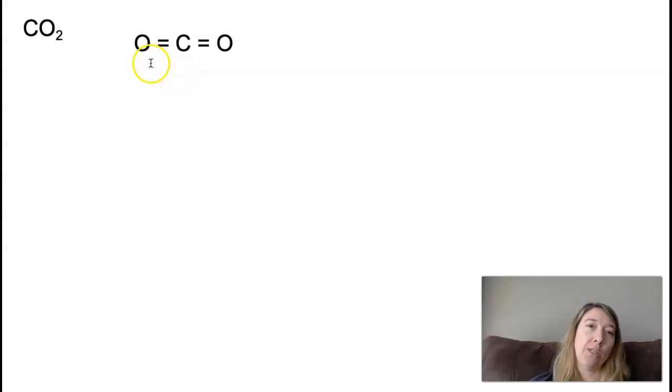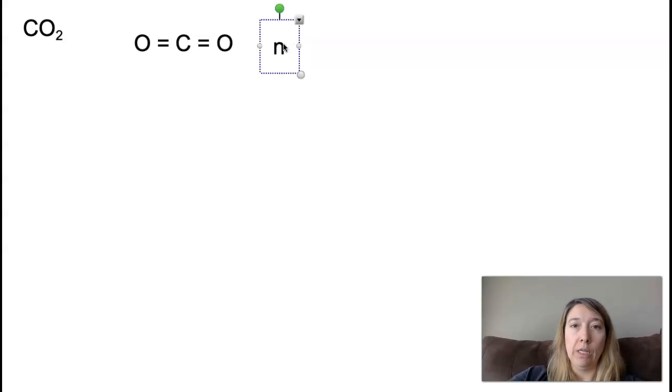So now to decide whether it's going to be polar or not, I look at my non-centrals. Okay, no lone pairs, so that doesn't automatically make it polar. These are both O's. Because they're the same, they're going to have the same pull. So this is going to be non-polar.